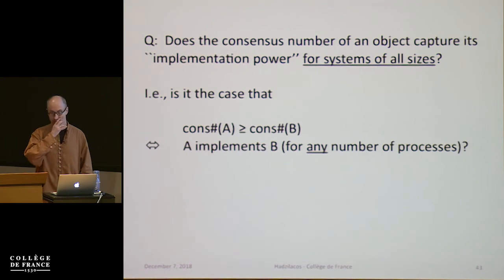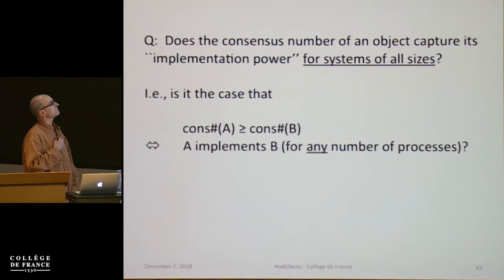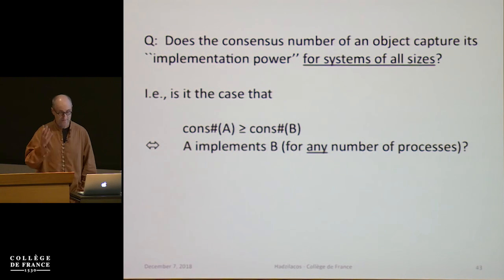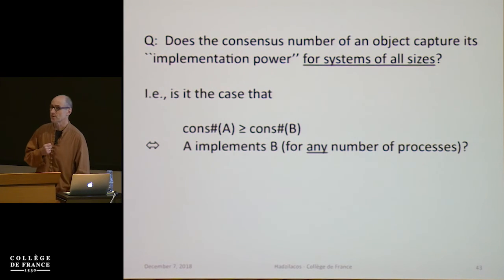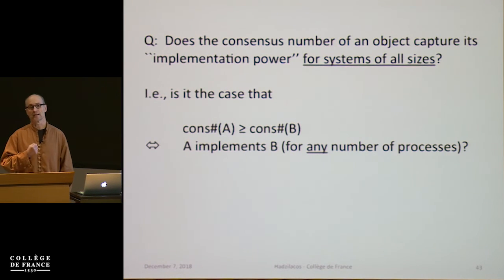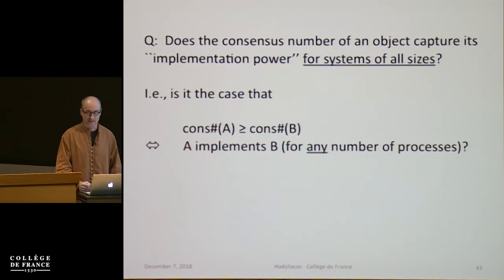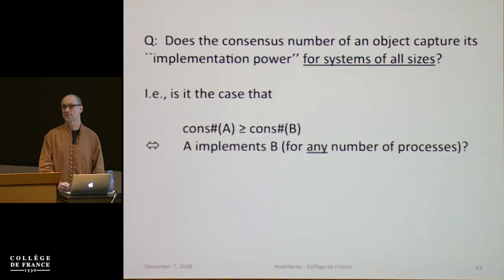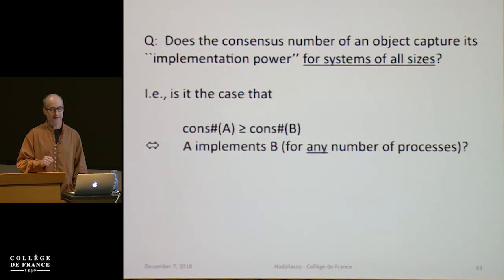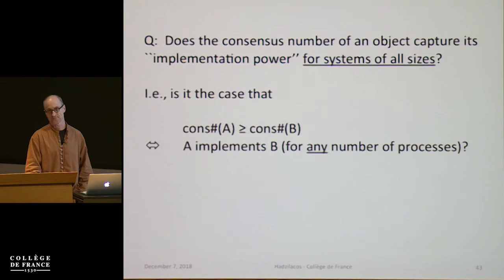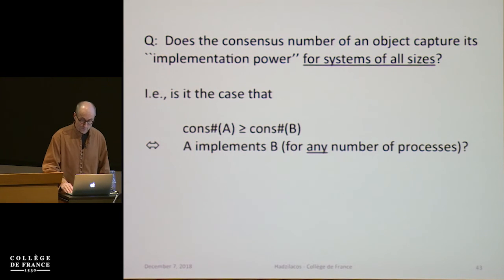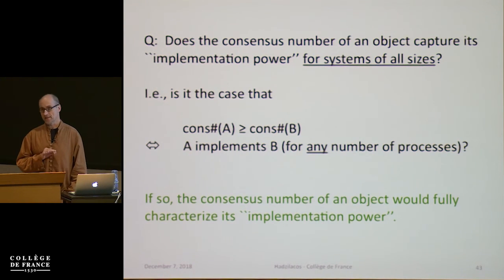Or to be a little bit more precise, or I think quite precise, is it the case that the consensus number of an object A is greater than or equal to the consensus number of an object B if and only if A implements B for systems of any size, for any number of processes? It would be great if this is the case.